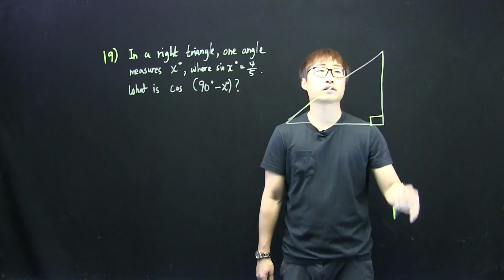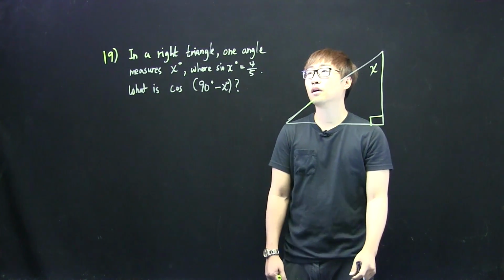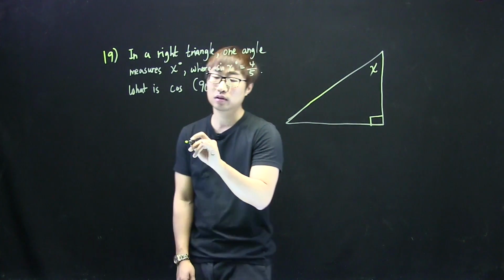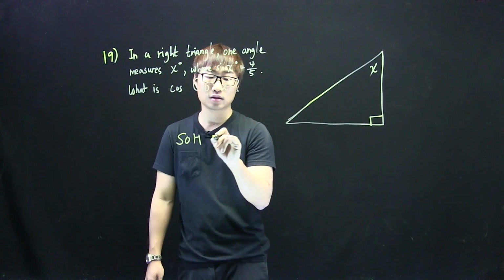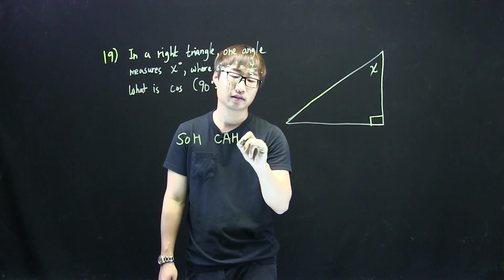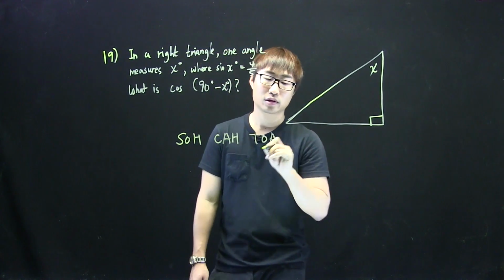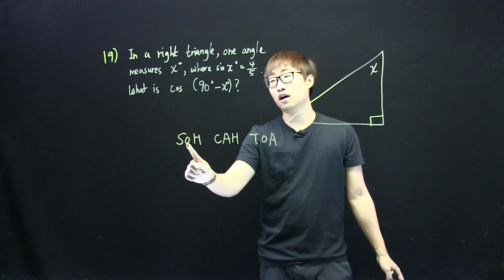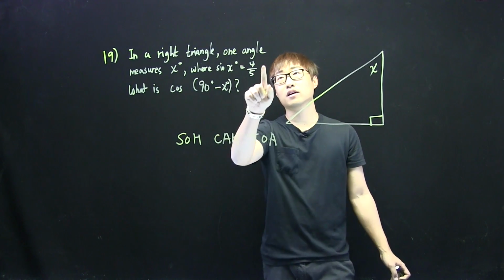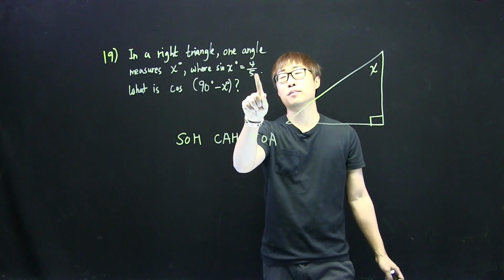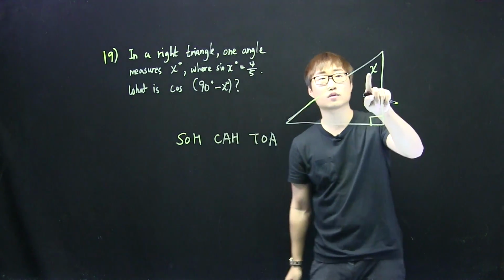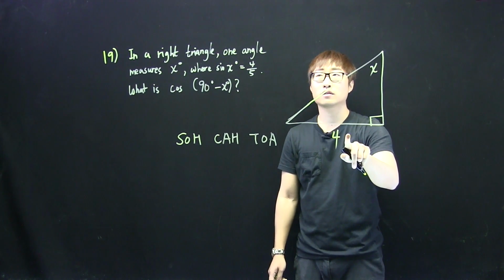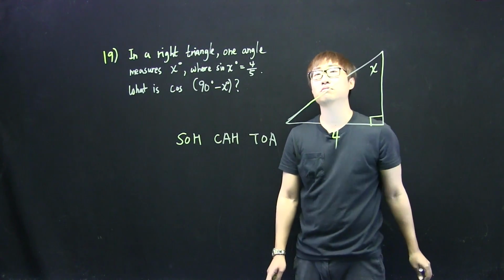They say one angle measures x, where sine of x is 4 over 5. What's sine again? You guys remember? SOHCAHTOA, right? The good old days of geometry, or if you're still taking geometry. Sine is opposite over hypotenuse, so opposite is 4 and hypotenuse is 5 based on x. X is over here, the opposite is over here, that must be 4, and the hypotenuse over here must be 5.